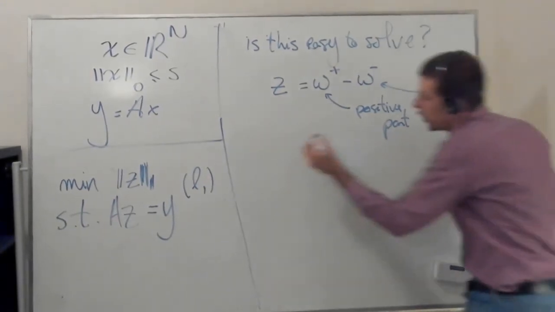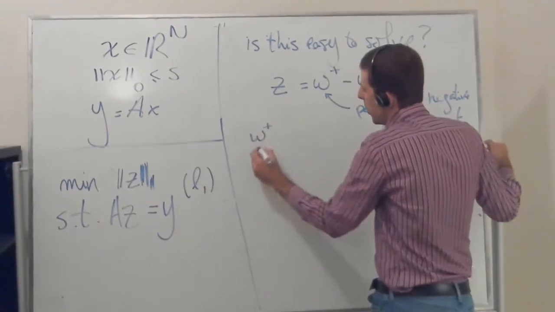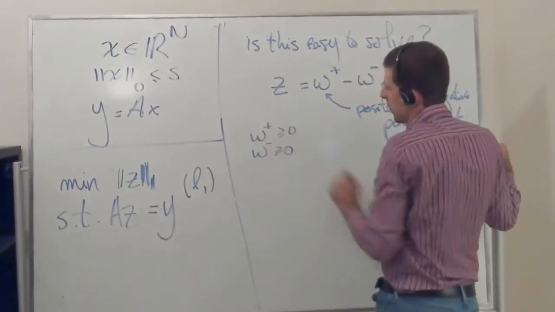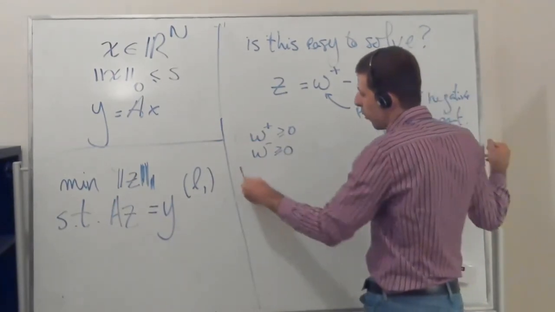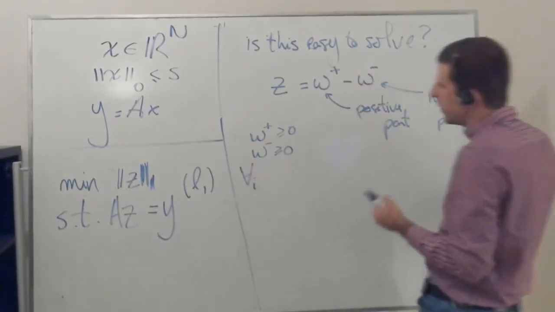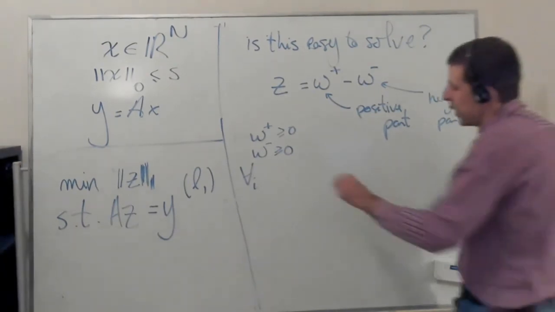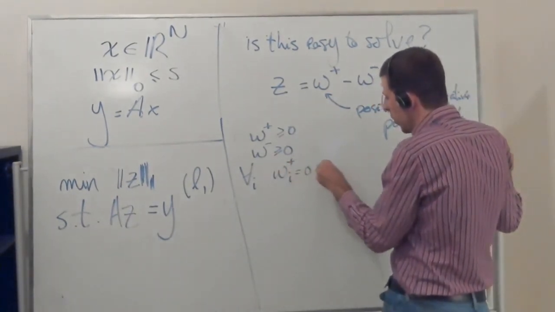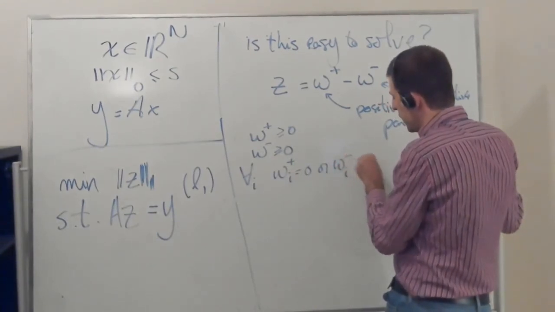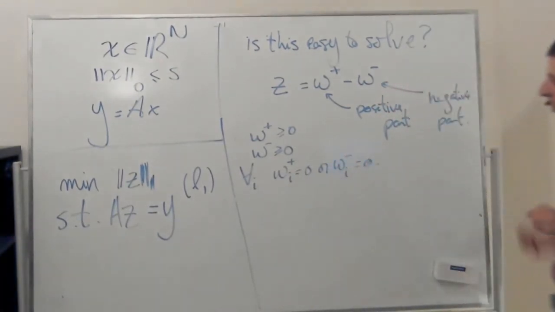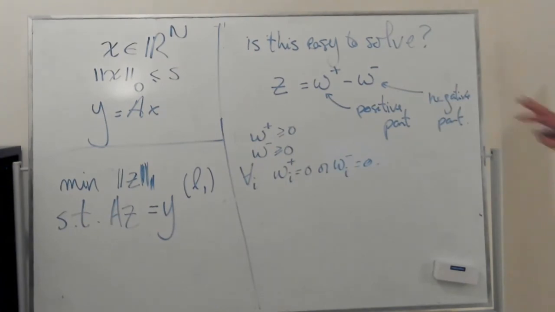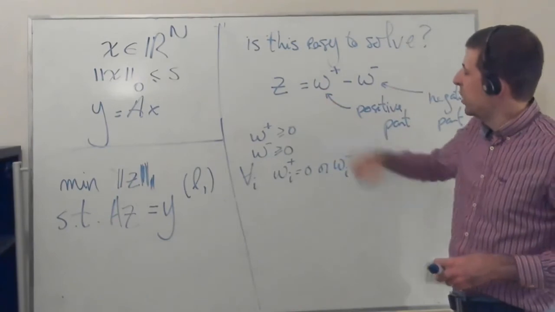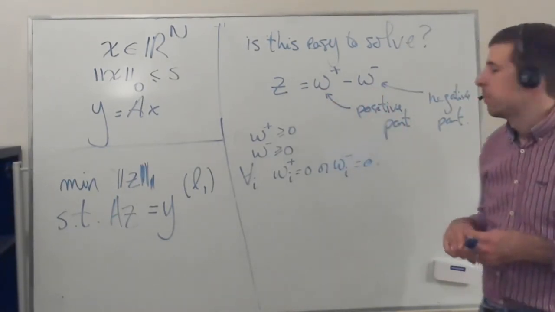What we need out of these vectors is that W plus and W minus are always bigger or equal than 0. And for all entries i, you can't have both a positive part and a negative part. Either Wi plus is 0 or Wi minus is 0. They can't both be non-zero. If you have that property, then for each entry, if Z is positive, you just put it here. If Z is negative, you just put it there.